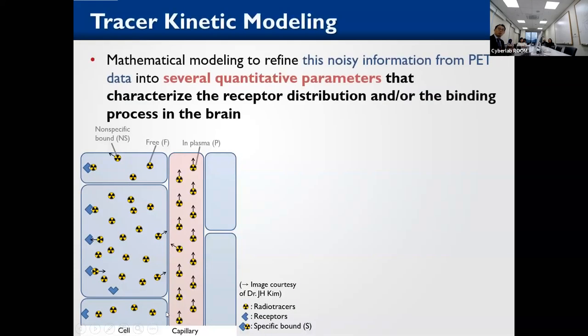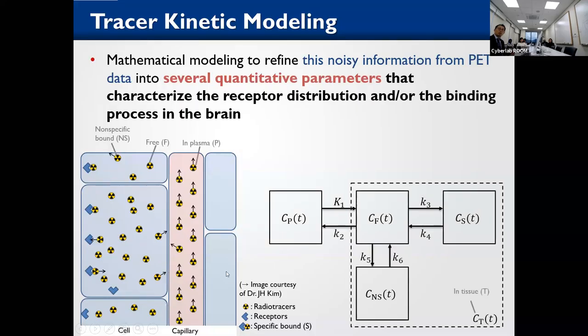And it is basically mathematical models. When we imagine the fate of tracers, at certain time points some tracers are in the bloodlines, some tracers are in the tissue region, and some tracers are bound to targeted proteins or receptors. They are all mixed.